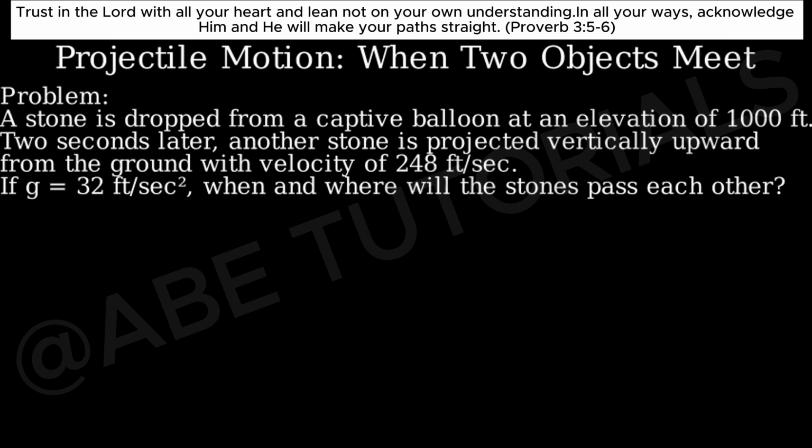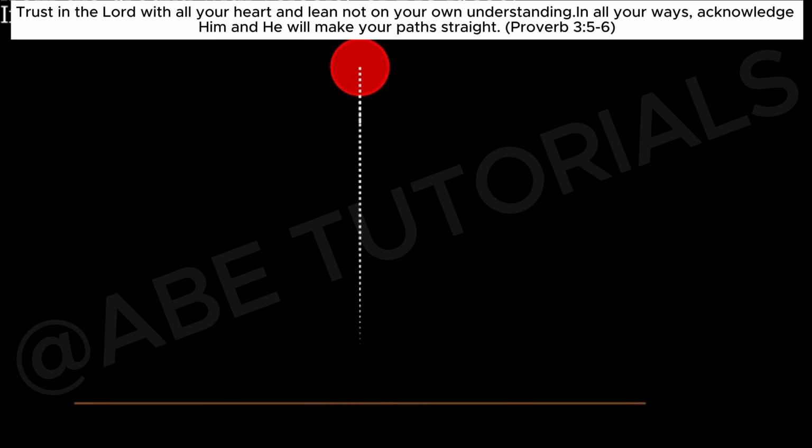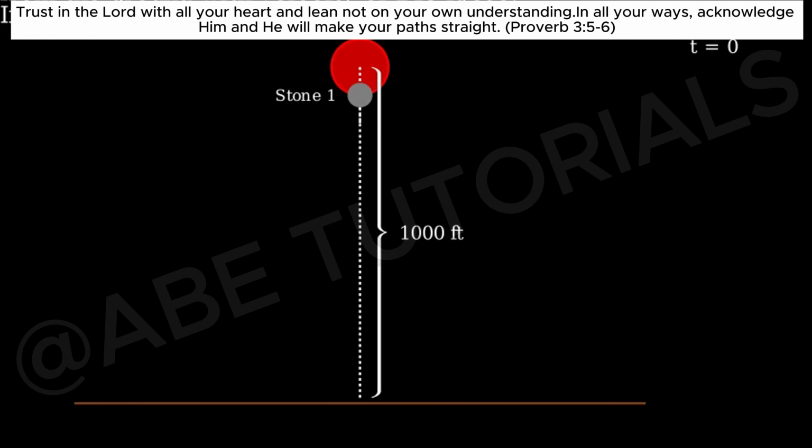Let's visualize this scenario. We have a balloon at a height of 1,000 feet, from which the first stone is dropped at time t equals 0. This stone falls downward under the influence of gravity. Then, at time t equals 2 seconds, a second stone is projected upward from the ground with an initial velocity of 248 feet per second. We want to find when and where these two stones pass each other.